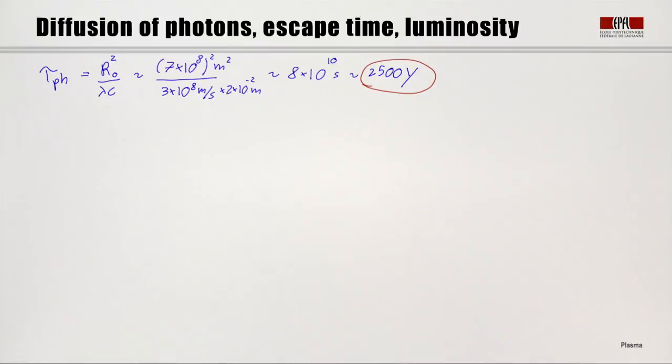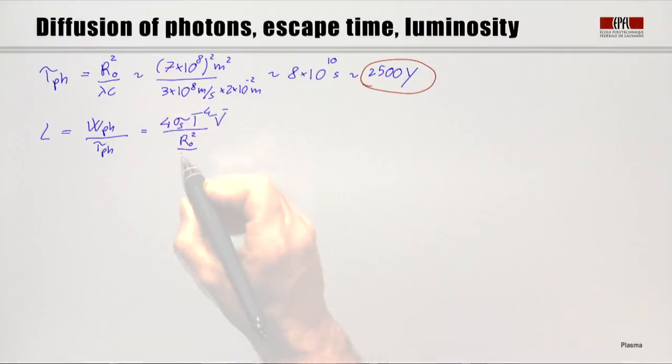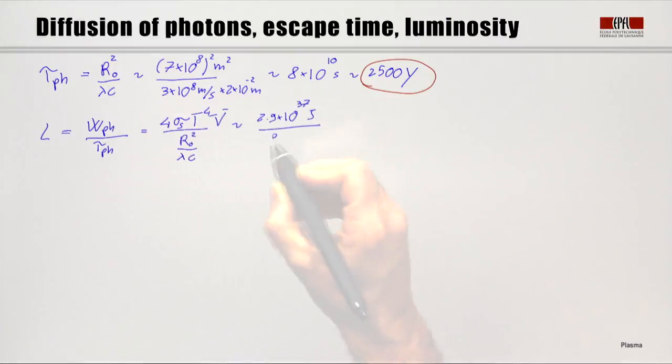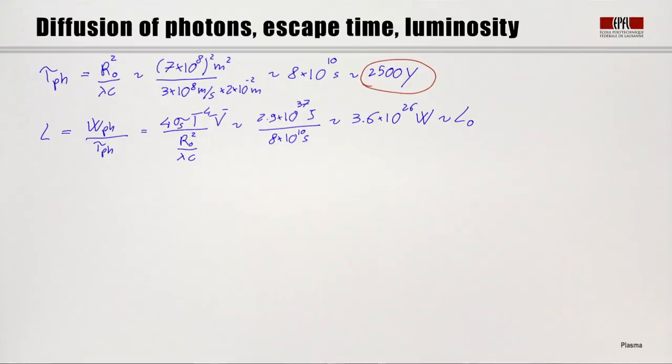This reduces dramatically the luminosity. To show this, we use the formula of the luminosity we used before, and we plug in the numbers we have just computed. If we do that, we obtain a value which is very close to the actual luminosity of the Sun.